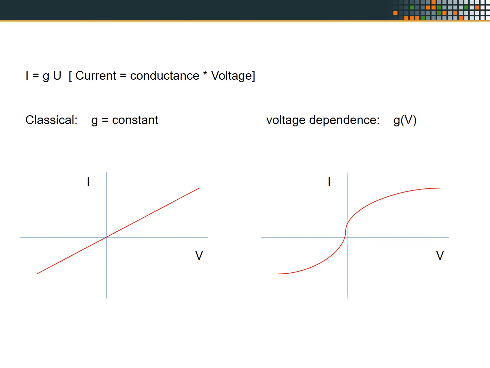Let's remember what we learned in school. In school we learned that if we increase the voltage, the current is proportional. That means we have a linear relationship between I and V corresponding to a constant conductance. This has a positive slope and therefore is a positive conductance.